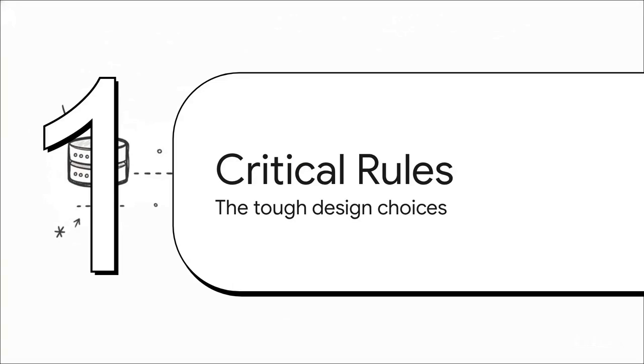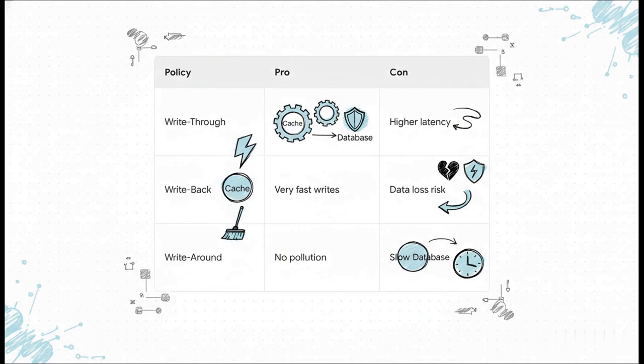So we know we need a cache, and we know we need to spread it out. But how we manage the data inside those caches, that's where the real genius comes in. Welcome to Section 4, the cache's critical rules. These are the tough choices that separate a good system from a truly great one. Okay, the first big decision is how you handle writing new data.